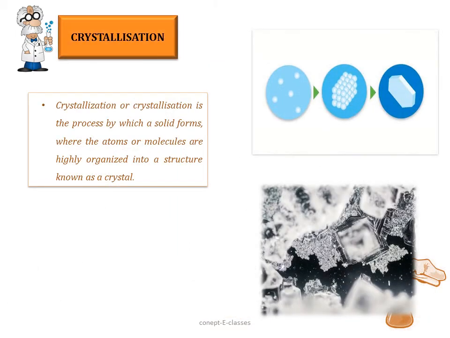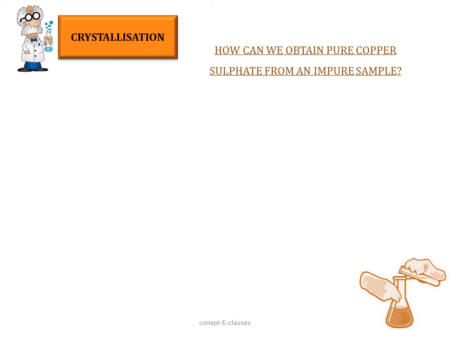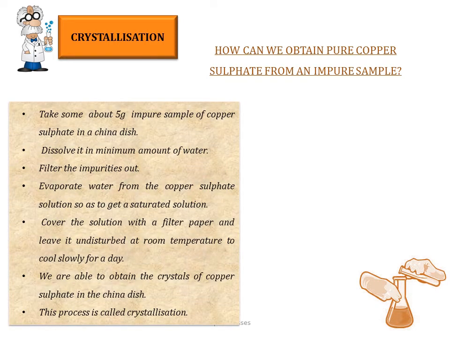So let's see what is crystallization. Crystallization is a process by which a solid forms, where the atoms or the molecules are highly organized to form a structure known as a crystal. So here we are using this process of crystallization to separate a pure solid in the form of its crystals from a solution. So let's understand this through an activity where we obtain pure copper sulfate from an impure sample.